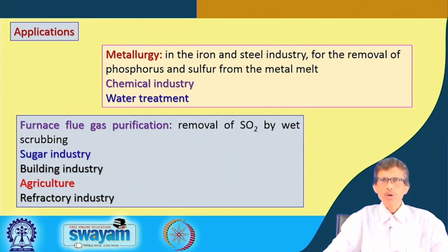So, you have to convert that particular gas, and if the gas is saturated with sulfur dioxide, you have to trap that particular sulfur dioxide and use it or convert it, either in solution or in the solid state, into a converted form of sulfur dioxide. Then it is used in the sugar industry, the building industry, like building material for cement making, in agriculture also, and in the refractory industry.